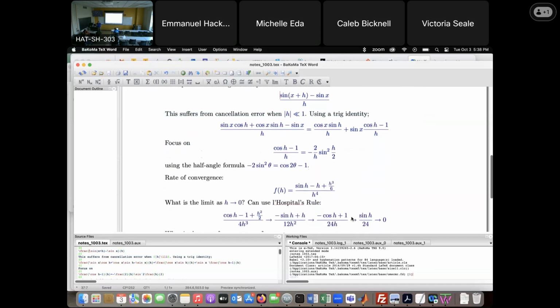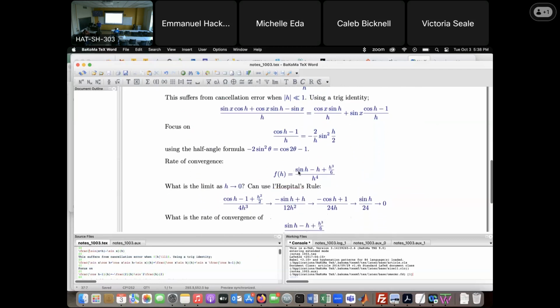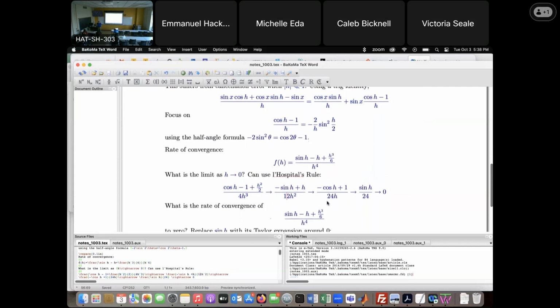Okay, here's an example of rate of convergence. You're given this expression: sine h minus h plus h cubed over 6, all over h to the 4th. So what you can do first is find out what the limit is as h goes to 0. You can use any technique like from calculus 1 to get that limit. For example, L'Hopital's rule. So I'm repeatedly differentiating the numerator and denominator. And as long as I keep getting 0 over 0, I keep differentiating. Eventually, what you find is that the limit is actually 0.